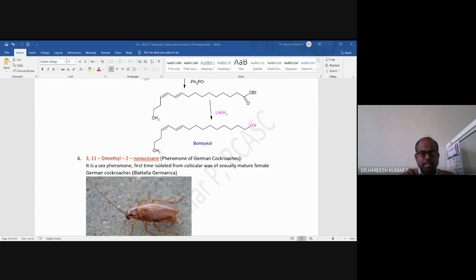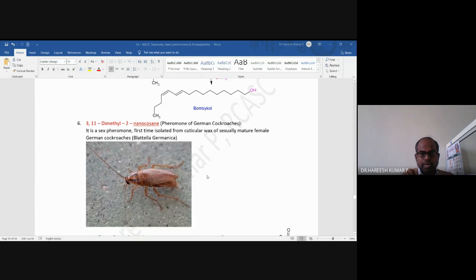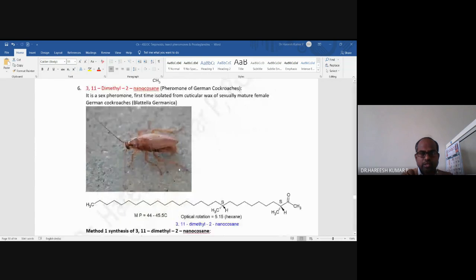So one is 3,11 dimethyl 2 nanocosane. So this is the insect pheromone. It is isolated from the German cockroach. Blatella germanica is the scientific name of this particular cockroach. This cockroach is called the German cockroach. So from this, the moiety called 3,11 dimethyl 2 nanocosane is isolated.